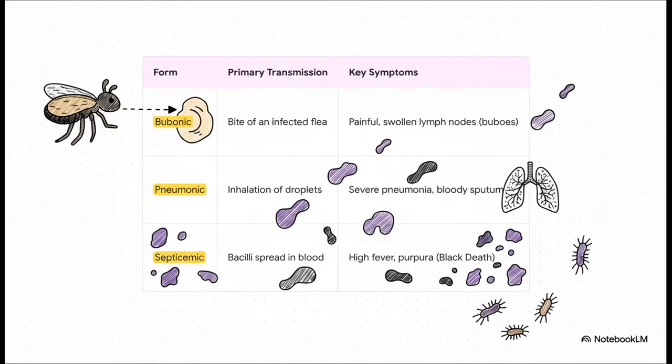Okay, so once it's inside a person, the plague can show up in 3 different ways, 3 distinct phases. The most famous, of course, is bubonic plague. That's from the flea bite, and it leads to these horribly swollen lymph nodes called buboes.